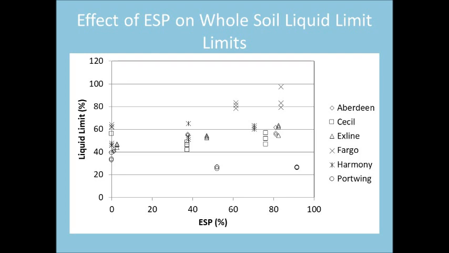So we decided to measure the liquid limit on 3 other soils besides the initial 3 soils that were used. One was a smectitic soil that had more clay and smectite in it, and the others were a mixed clay type soil and a kaolinitic soil. In this study, we found that the smectitic soils increased in liquid limit as the ESP increased, and the non-smectitic soils had no change or a slight decrease in liquid limit as the exchangeable sodium percentage increased.